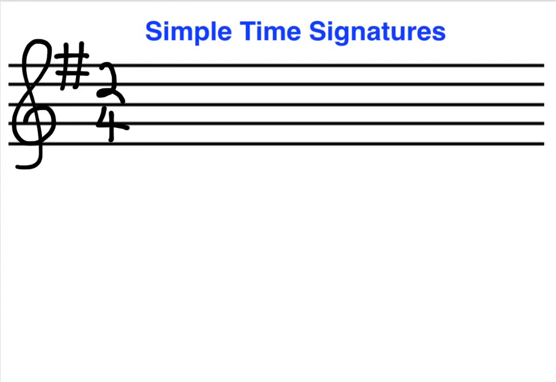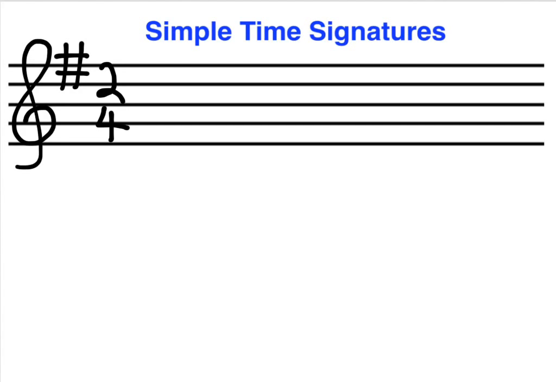Well, the top number of any time signature will always tell you how many beats are in a bar. Okay, so the time signature as a whole will organize the music into regular units that we call beats, but the top number will tell you how many of those beats are in a bar.